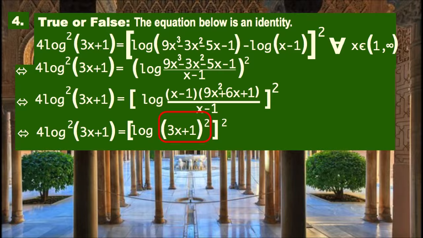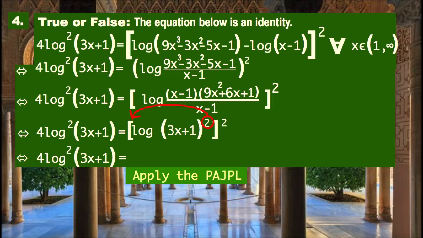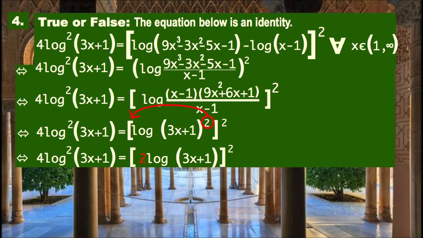Thus we have the equivalent statement for log squared of 3x plus 1 equals the quantity common log of 3x plus 1 everything squared again, which is equivalent to 4 times the common log of 3x plus 1 everything squared. And then we apply the power rule. Drop that 2 in the front. So we have the quantity 2 log of 3x plus 1 everything squared.